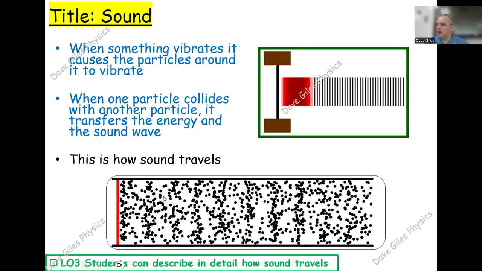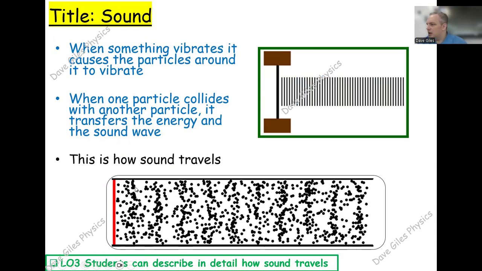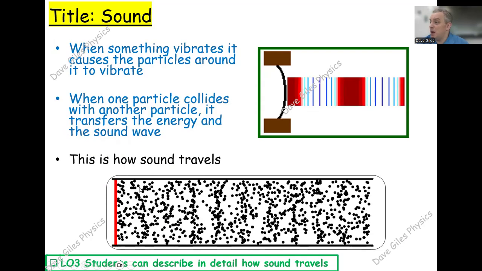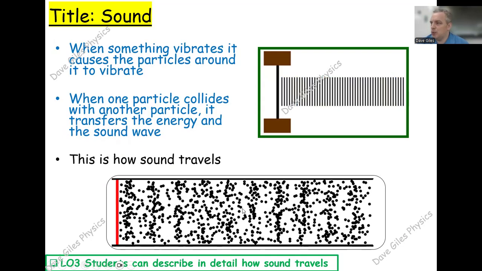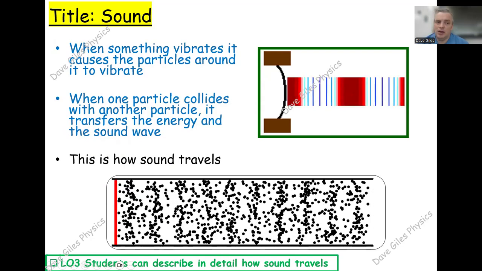And although it looks like the particles move all the way from here to there, if you look at one particle and just focus on this one particle, you notice each particle only moves a fairly short distance. However, the energy is still transferred from here to there.